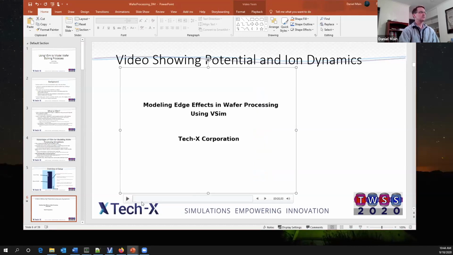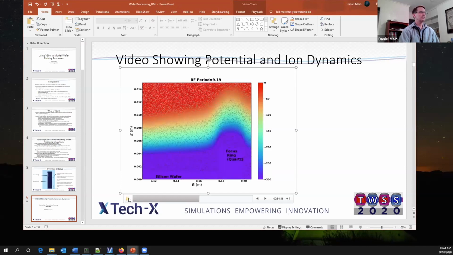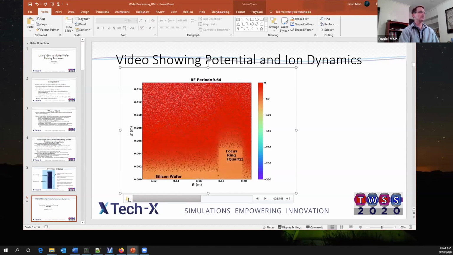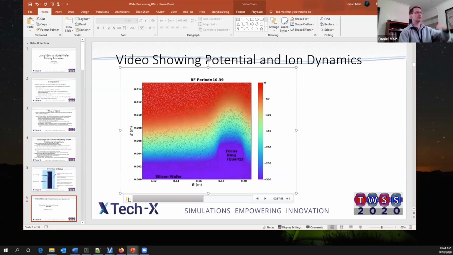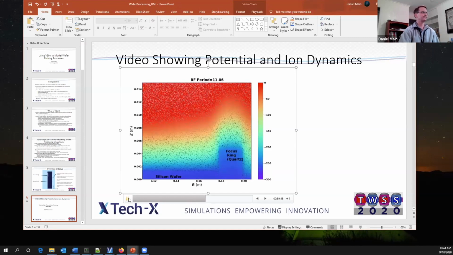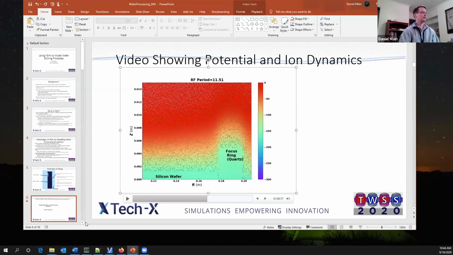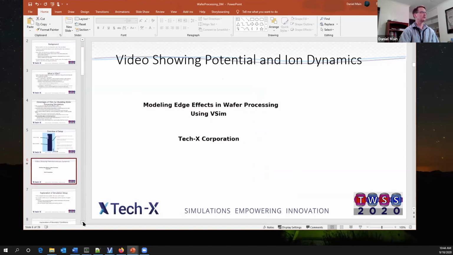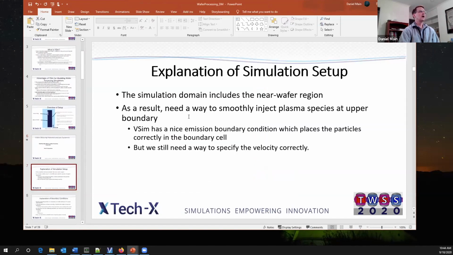Okay, so this keeps restarting, but at any rate, this is just the oscillation that you see throughout the whole cycle here. So I'll go ahead and move on. Okay, so just more explanation of the simulation setup. The simulation domain includes the near wafer region. Okay, so I've already gone over this.